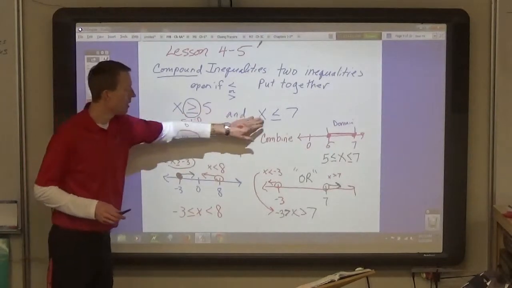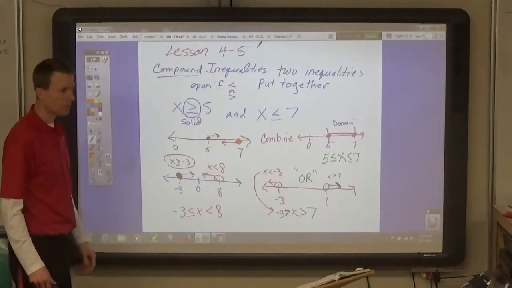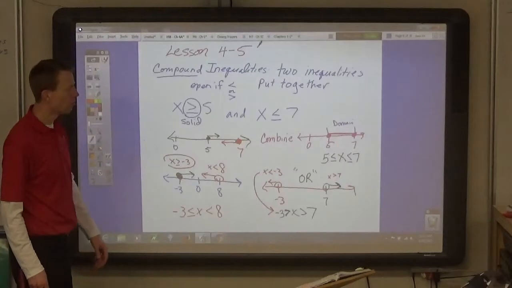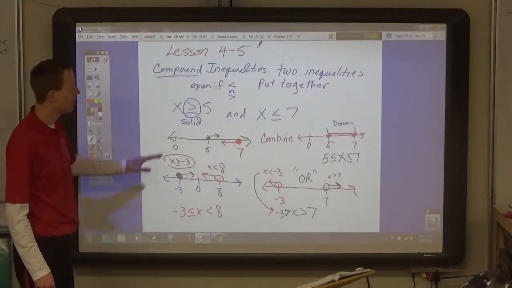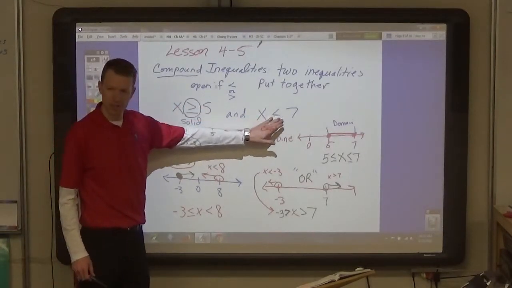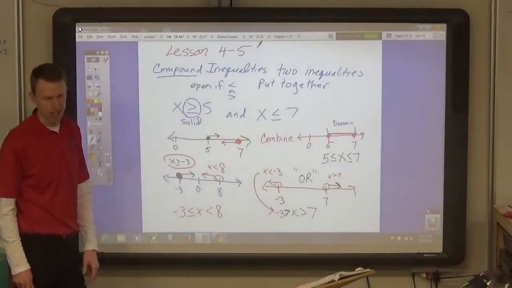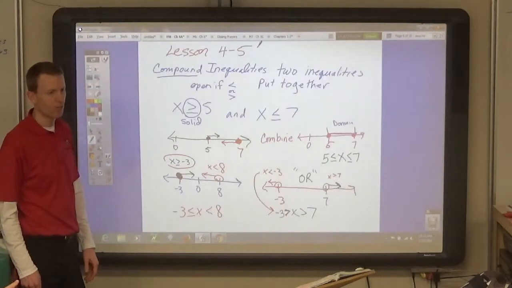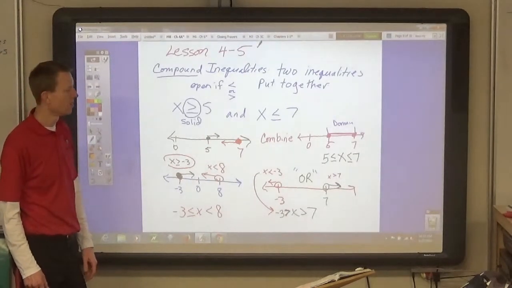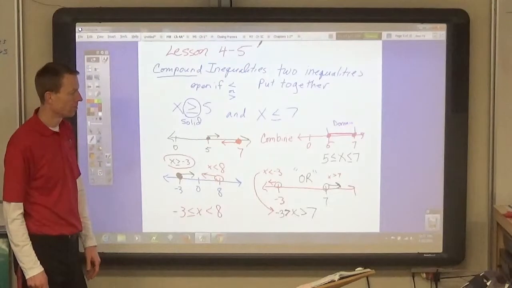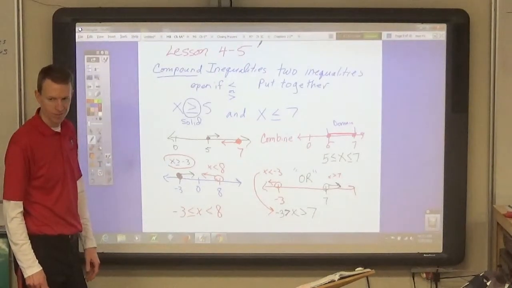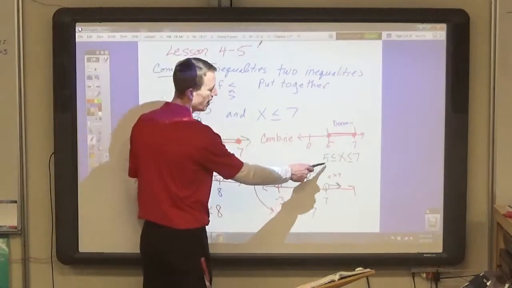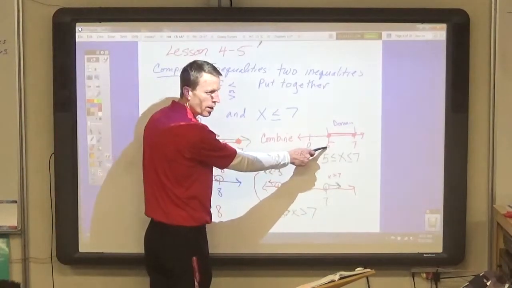How would we combine these into one statement? How could you write this so that instead of having two different statements, you've got one statement? Do you see that up there? Can you read that? 5 is less than or equal to x, but x is less than or equal to 7. Combining this, you start with the lower number.